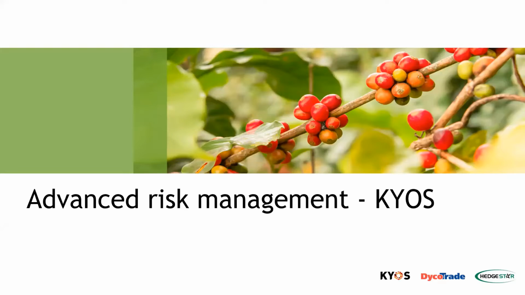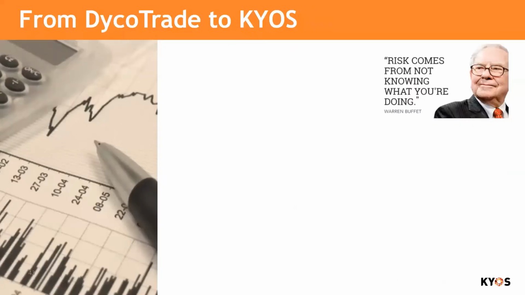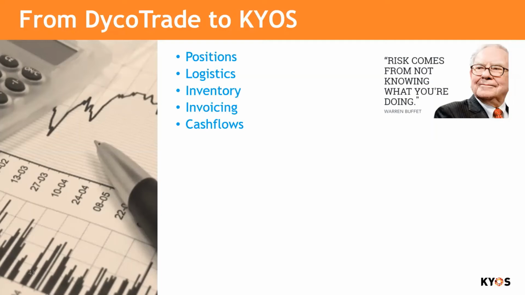And the next step, of course, is what can we do with the data? But first, of course, we need to pick up the data. And I think, like some famous people might mention, it's all about you have to know what you're doing, either from the products, but of course also from your positions. And this is the data that is stored in the DycoTrade system.